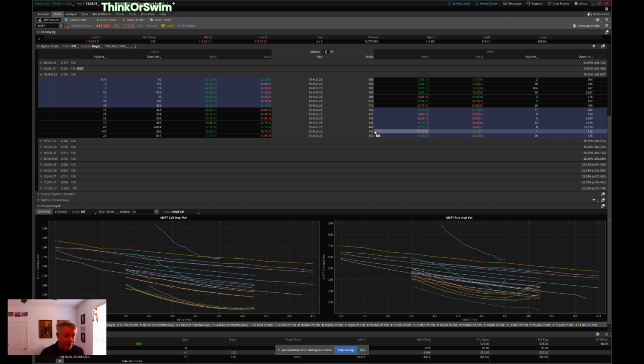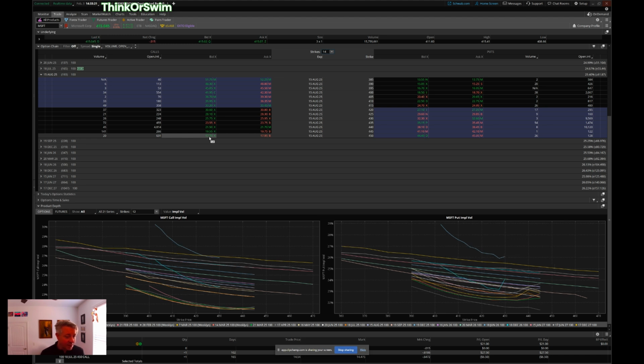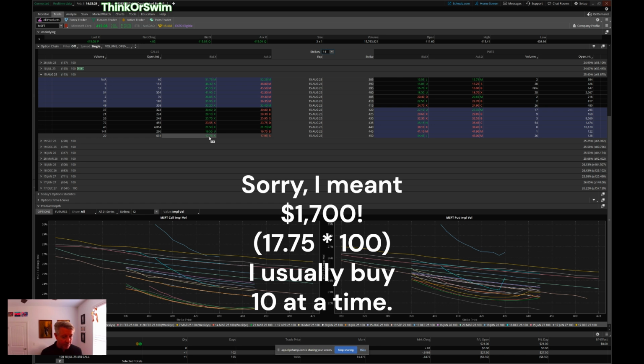So currently 450 is being bid for $17.75. So quick math, 1775 times 100 shares, right? Remember, each contract's 100 shares. So that means this is going to cost us about $17,000, right?